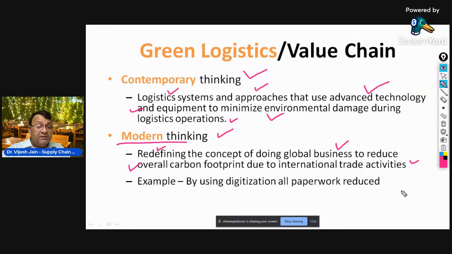All activities that are included in the international trade, for example, by using the digitization of all paperwork, will definitely reduce the carbon footprint. So, this transition from the contemporary thinking to modern thinking is something I have explained in a very simplistic way, but it includes many dimensions.